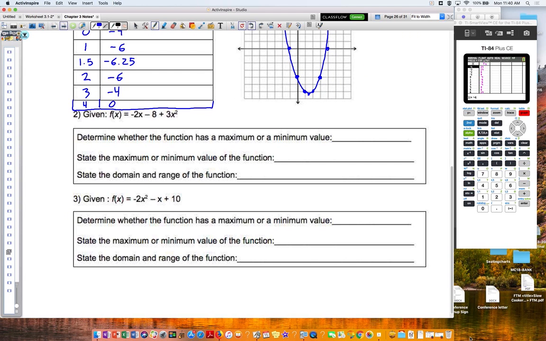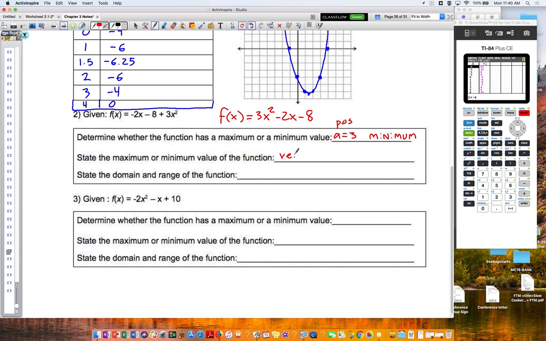On number 2 and number 3, you just want to, again, use your technology to help yourselves. So here I'm given this function. The first thing I'm going to do is rewrite it in general form: 3x squared minus 2x minus 8. Since a equals 3 and it's positive, I know that this value is going to be a minimum because a is positive.